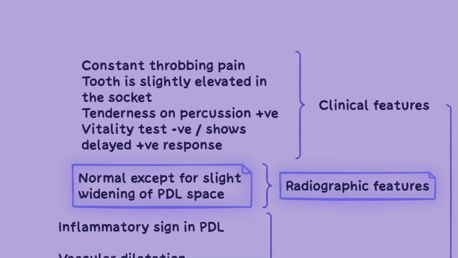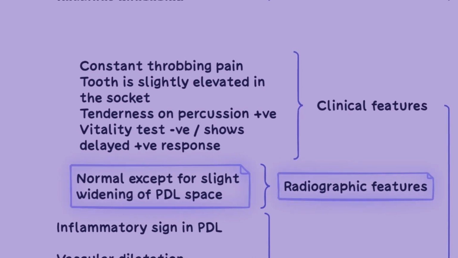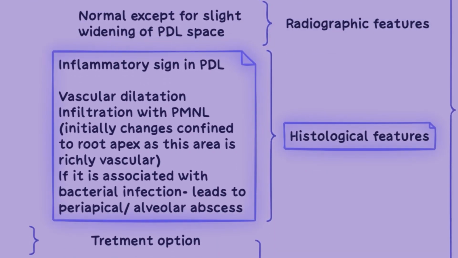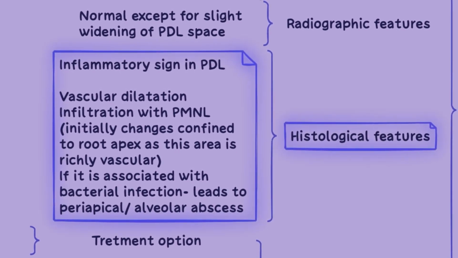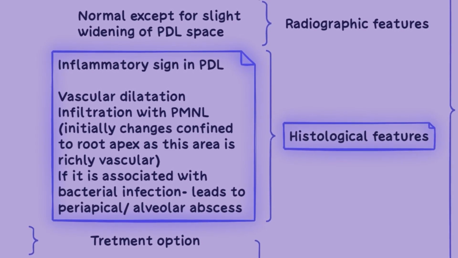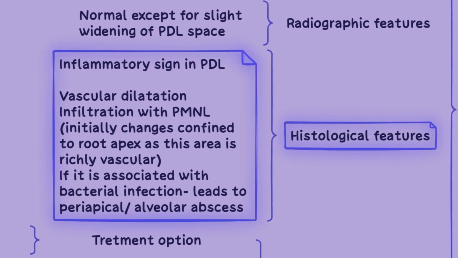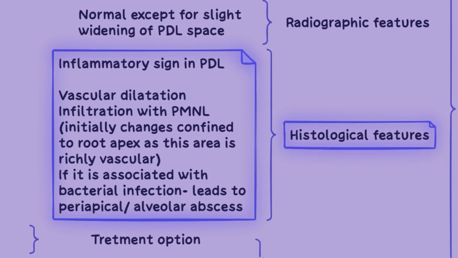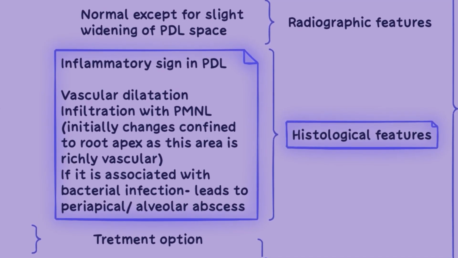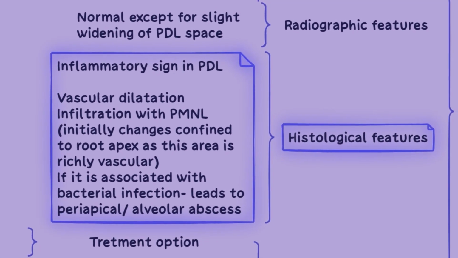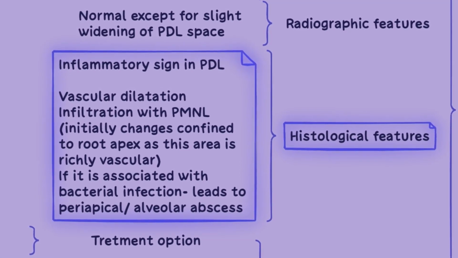Radiographically, there may be a slight widening of the PDL space surrounding the tooth root. Histologically, there are signs of inflammation in the PDL. Vascular dilation is observed in the affected area along with polymorphonuclear leukocyte infiltration. Initially, these inflammatory changes are confined to the root apex as this area is richly vascular. It is associated with bacterial infection. It can lead to periapical abscess.